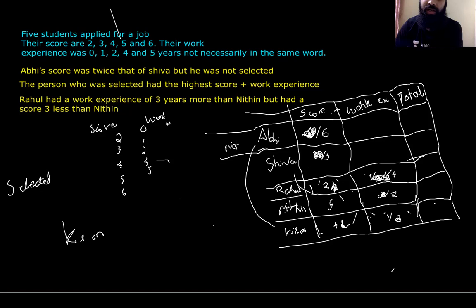Now we have 0 years experience and 5 years of experience left. So Abhishek will have 0 work experience, Shiva will have 5. Now Abhi's total is 6, Shiva will be 8, this person is 6, this person is 6, and even this person is 6. Who got selected? Shiva got selected. So after that, we can answer all the possible questions.